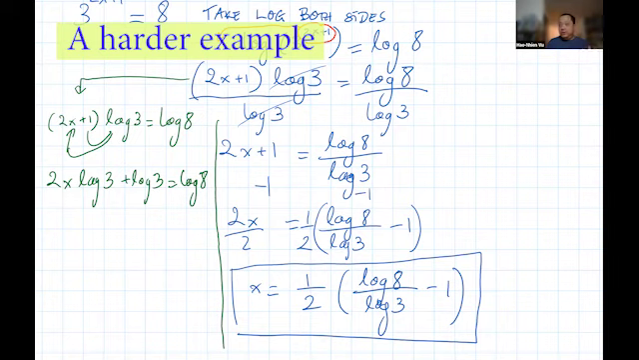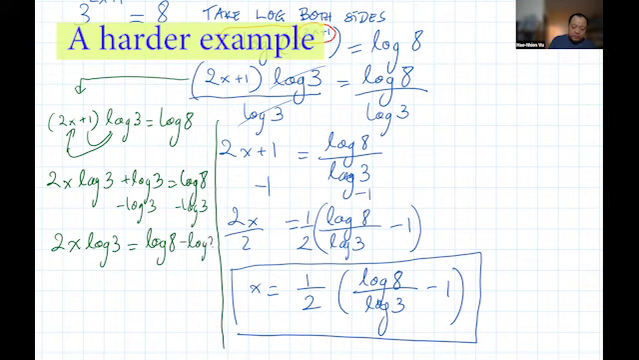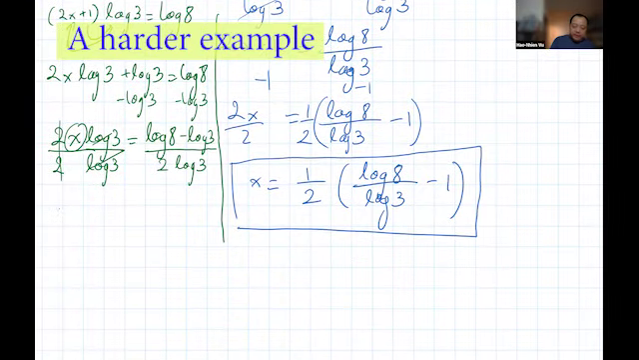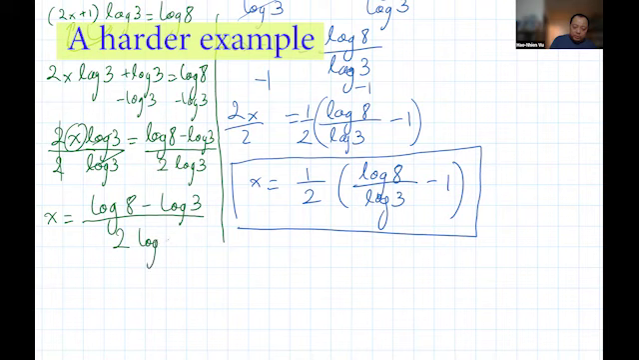Log 3 is a number, log 8 is a number. There's a plus log 3 here, so I'm going to subtract it from both sides. I end up with 2x log 3 is equal to log 8 minus log 3. I have my x multiplied by one number on the left and another number on the right. I'm going to divide them off. I divide by 2 log 3 on both sides. The 2's cancel, the log 3 cancel, and I arrive at x is equal to log 8 minus log 3, the whole thing divided by 2 log 3.